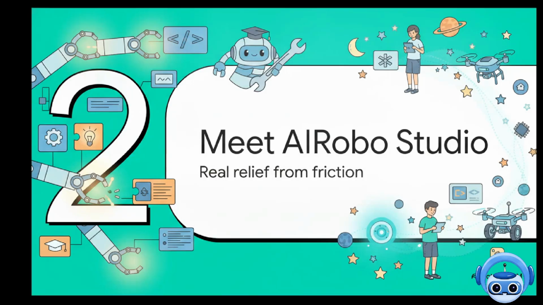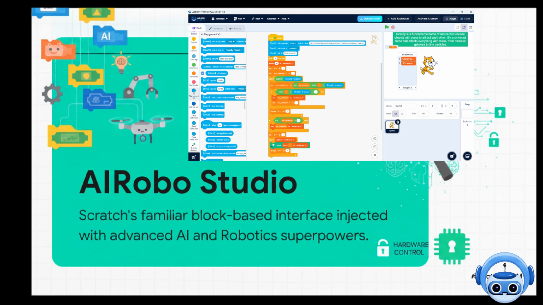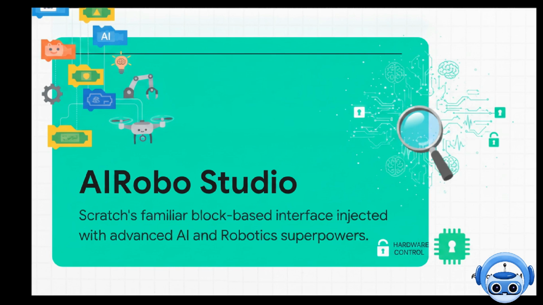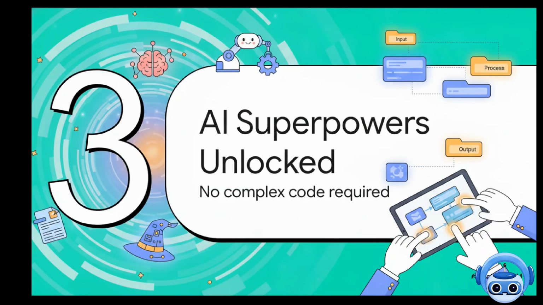Moving on to Section 2. Meet AIRobo Studio. This is where we finally get some real relief from all that friction. AIRobo Studio completely transforms that messy, complex coding environment into a super intuitive visual workspace. It basically takes the familiar, friendly, block-based face of Scratch 3.0, which millions of people already use, and injects it with these premium, advanced AI and robotics superpowers. So you get the standard free Scratch editor, but with modular keys that actually unlock localized machine learning and really advanced hardware control.